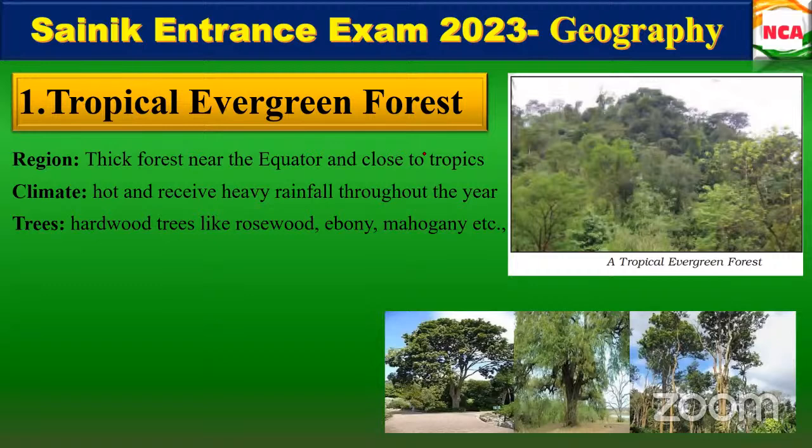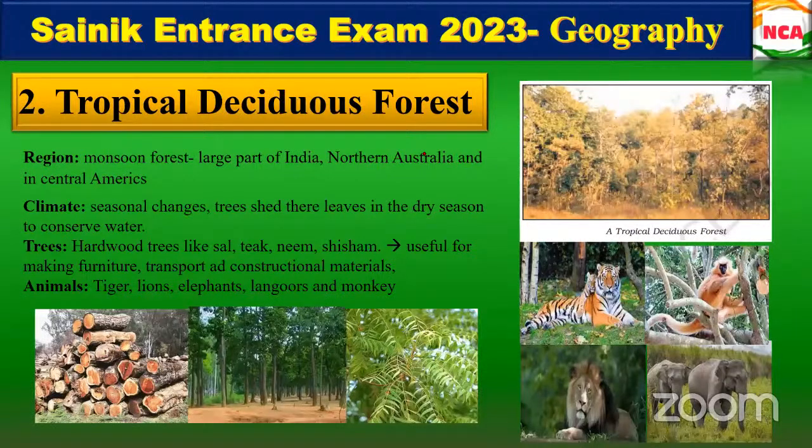Now the tropical deciduous forest. This is how the tropical deciduous forest is. In this region, the monsoon forest, we can find it in a large part of India, in monsoon forest regions, and also in northern Australia and in Central America as well. This type of forest has a dry season. So in order to conserve water during the summer season, they will shed their leaves.